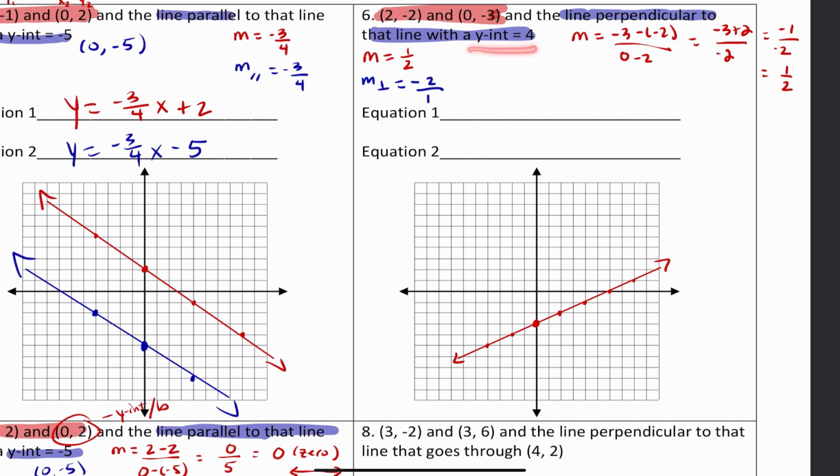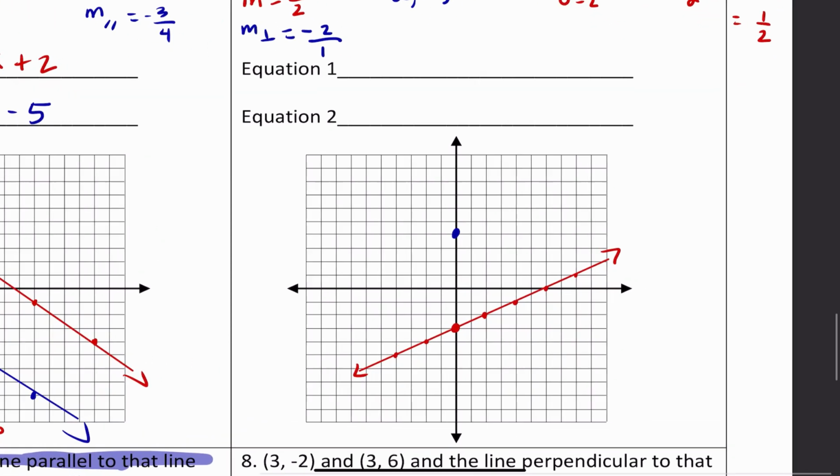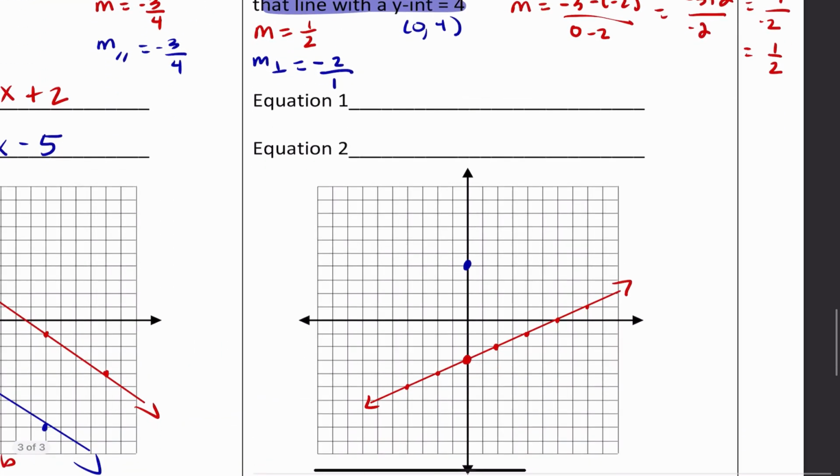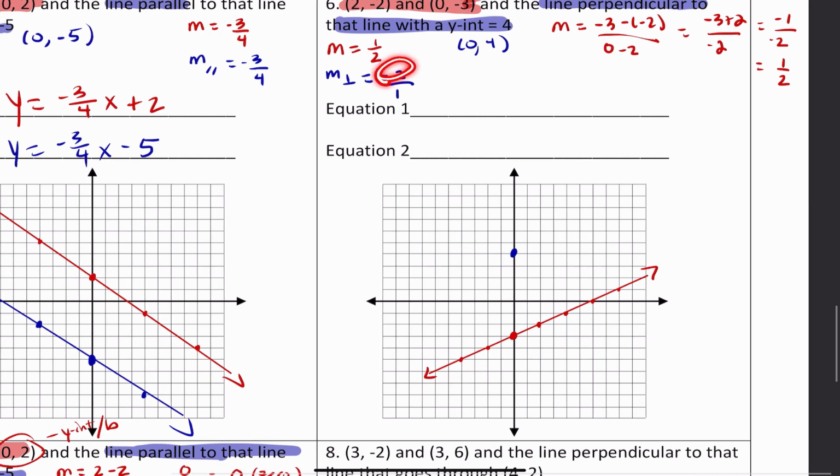I have a y-intercept of 4, so that means 0, 4, right? So 0, 4 should be right here. And now I don't use this slope. I'm going to use my new slope that I figured out, perpendicular, correct? So using this point, my y-intercept, I'm going to go down 2, right 1, down 2, right 1, down 2, right 1, down 2, right 1, and then connect. And that should intersect at a 90-degree angle.